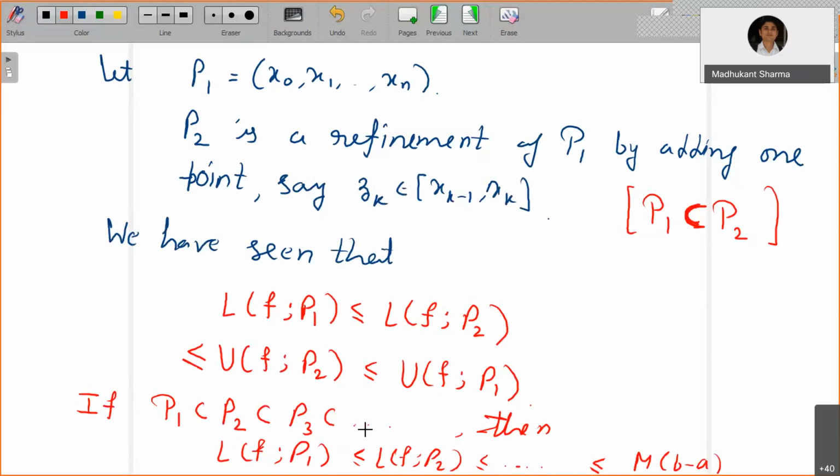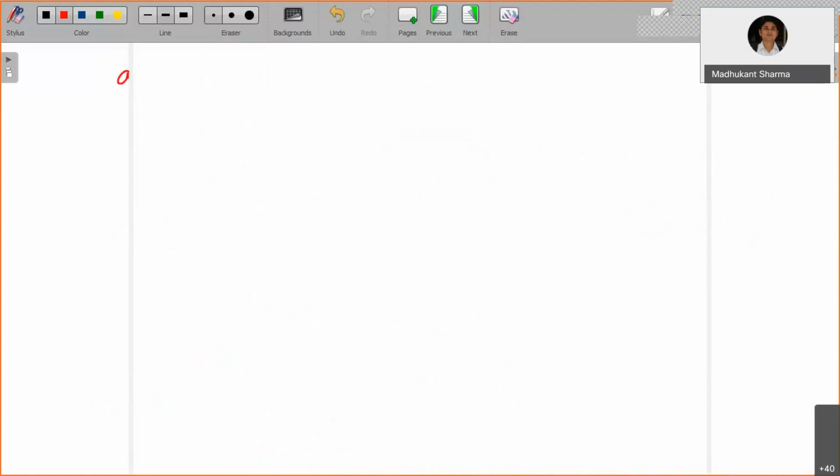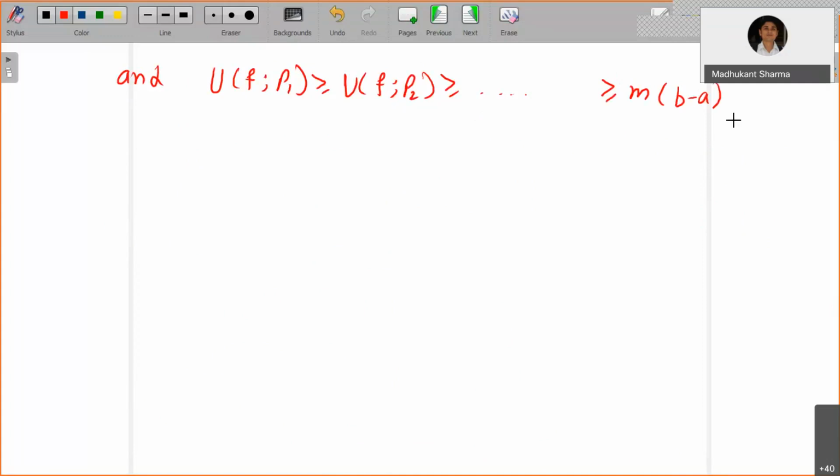Similarly, if P1 is contained in P2, contained in P3, and so on, then you have UFP1 greater than or equal to UFP2, greater than or equal to, and so on. So it's going to be decreasing, but it's not going to go lower than small m times B minus A, that we have known. Surely.